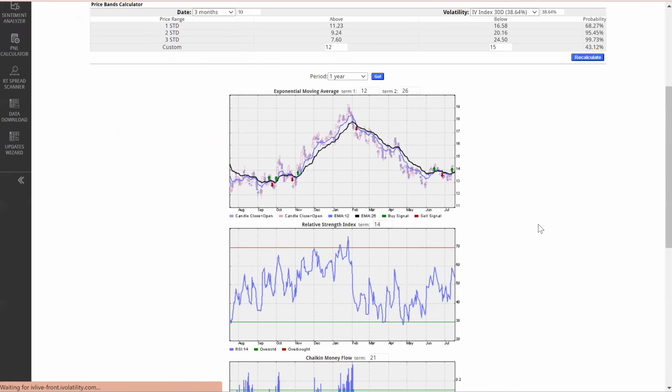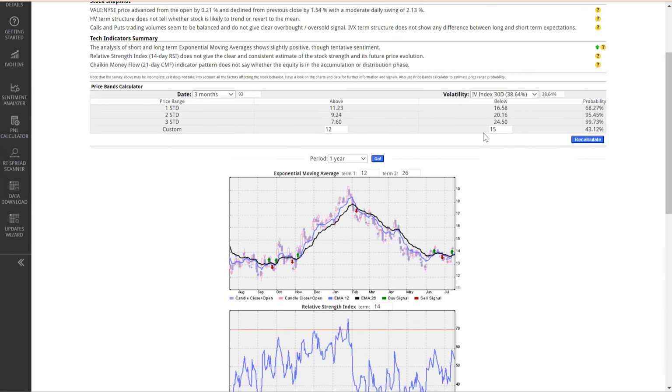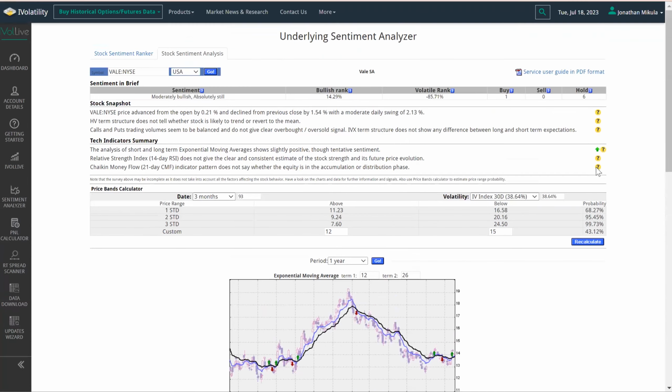And you can recalculate and it will give you that reading. So there's a 43% chance that will happen. So depending on what strike prices or what price range you're looking at, and depending on the time frame, you can really have a lot of fun playing around with these scenarios.